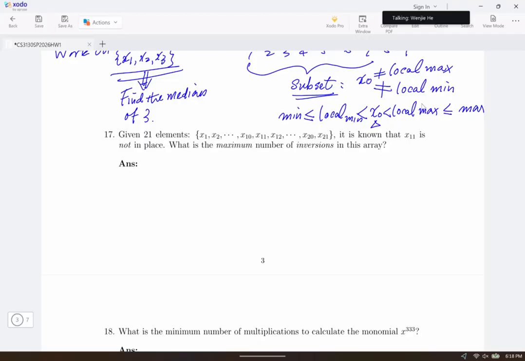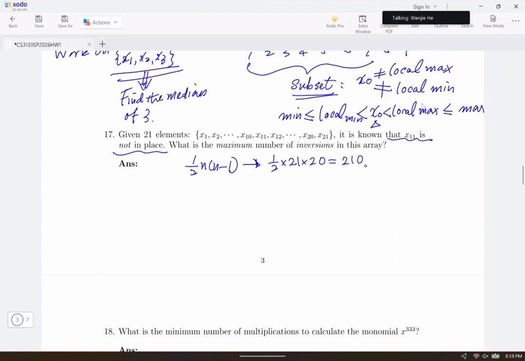So many students miss that, because those students just did half of the question. They apply this formula, right? This formula counts the maximum number of inversions without any condition. So here there is a condition: X11 is not in place. All right. So this one gives us, plugging in 21, 210.